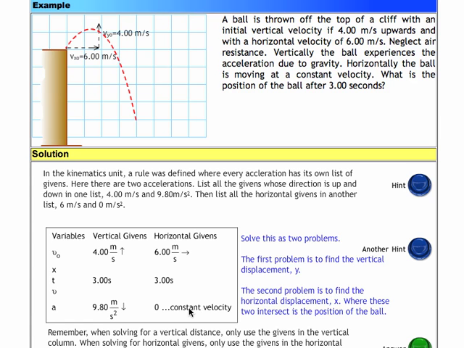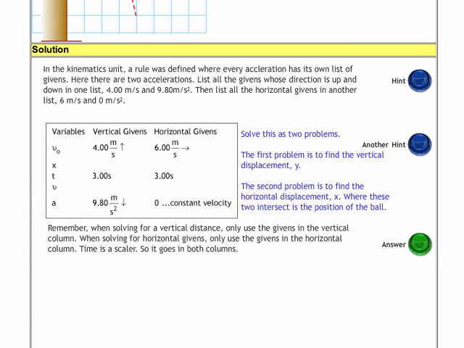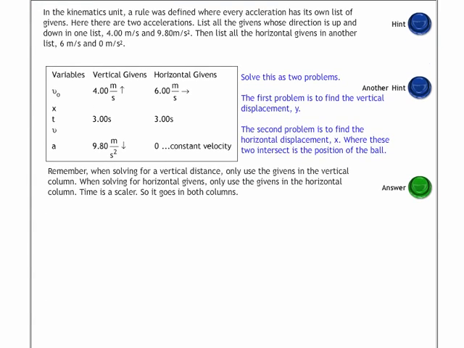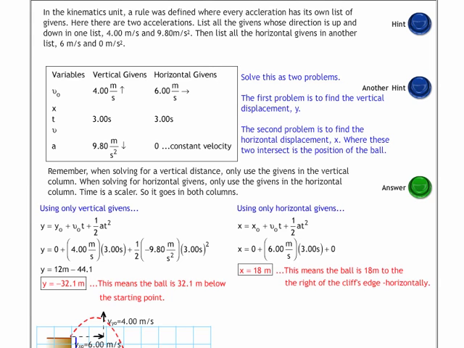Horizontally, the acceleration is equal to 0 because it says constant velocity, and horizontally, we know the velocity is 6 meters per second. Now with these, I can use my vertical givens to find the vertical position, and then use the horizontal givens to find the horizontal position. Remember, when doing this, don't borrow variables from a different column. Just like we did with kinematics and previous problems, stay in the column when you're solving the problems. So when I solve this, this becomes the answer.